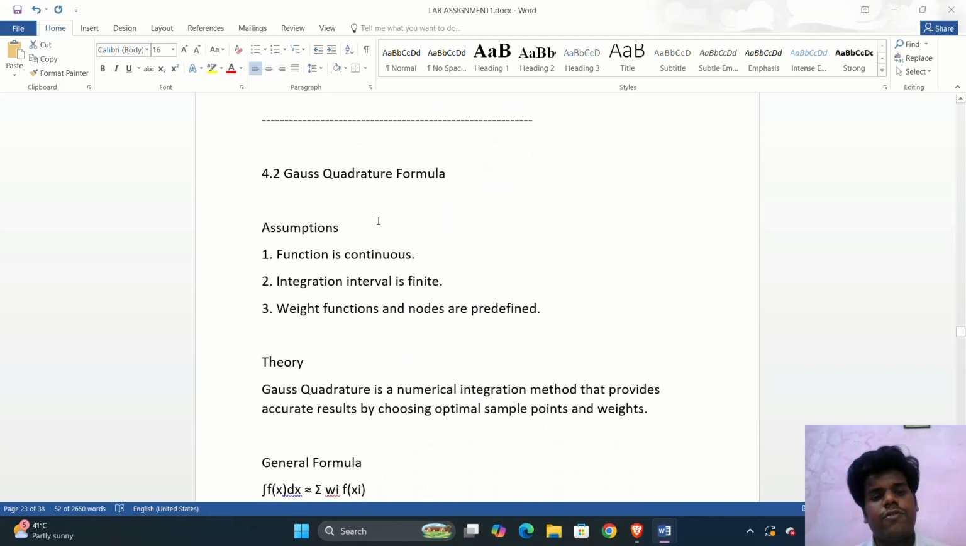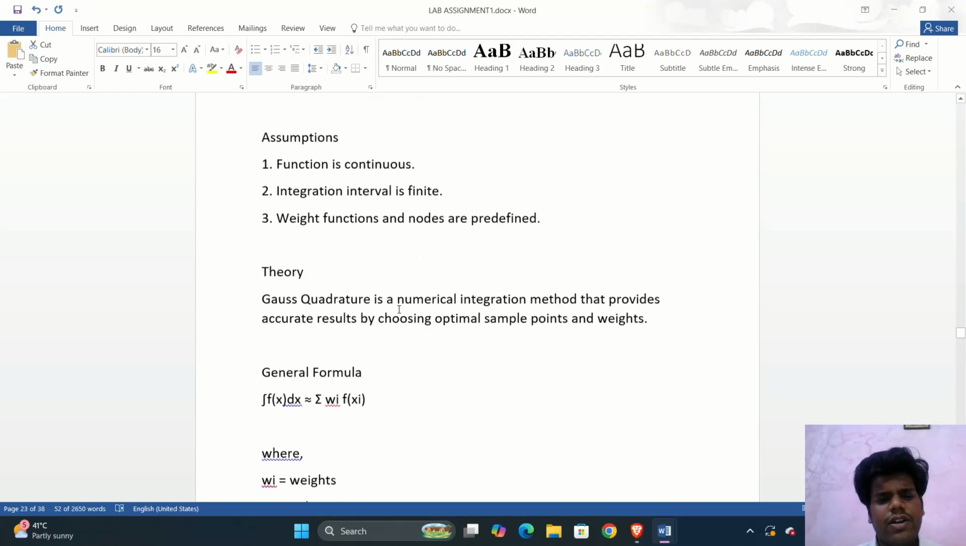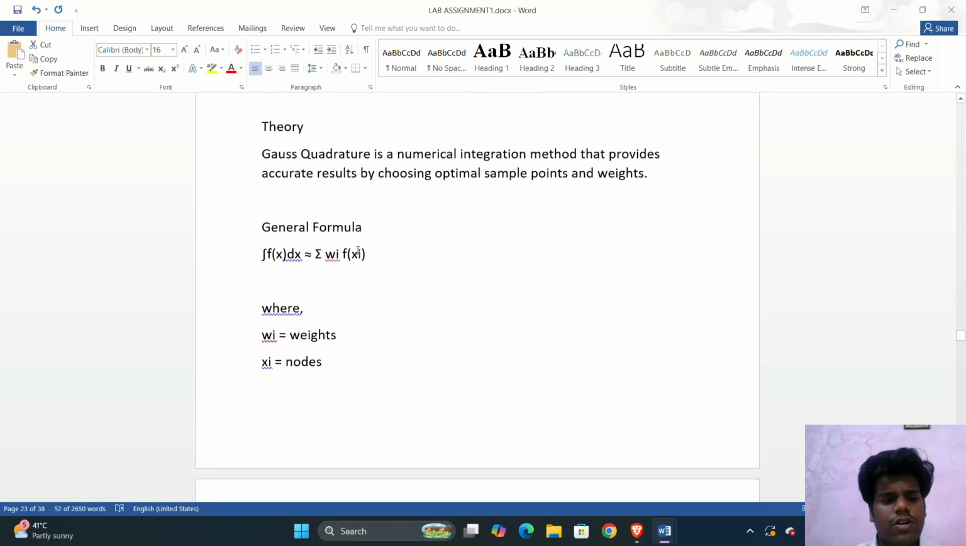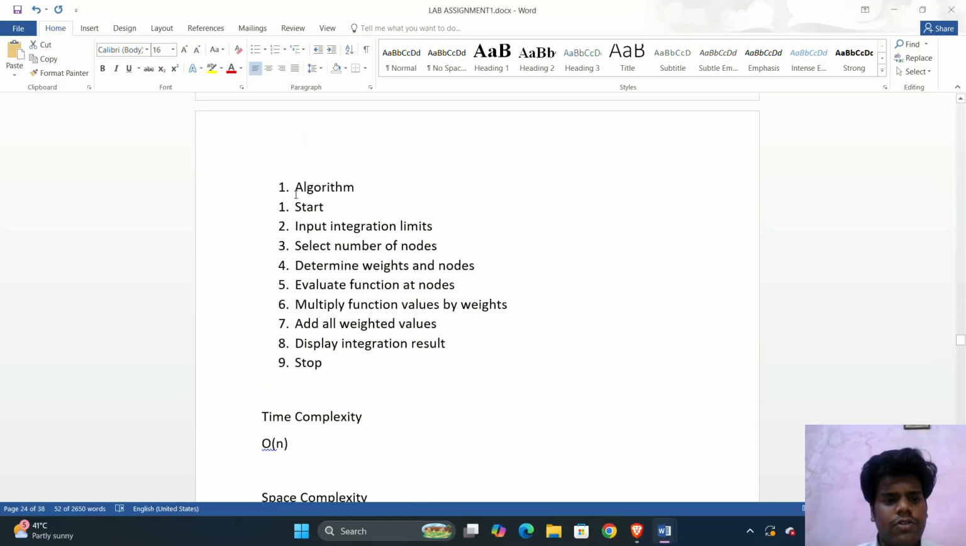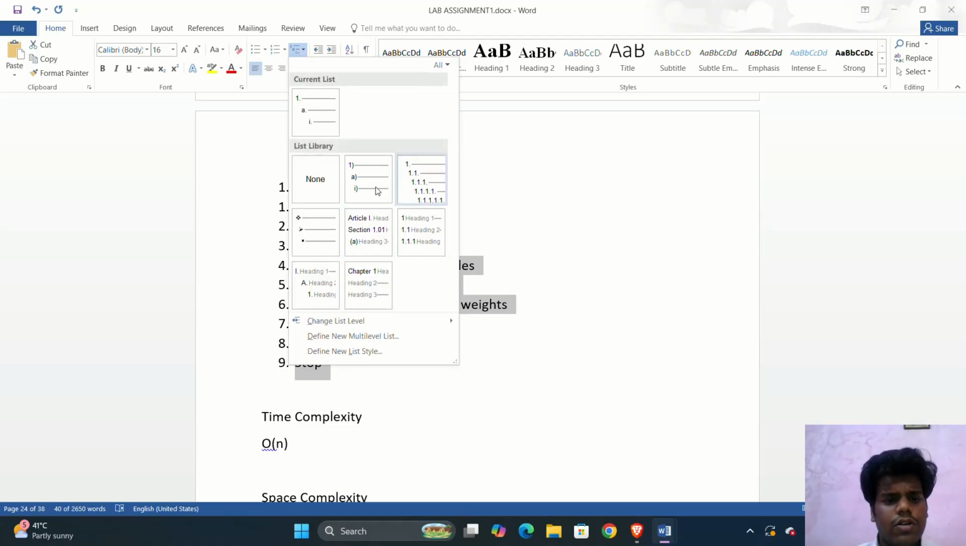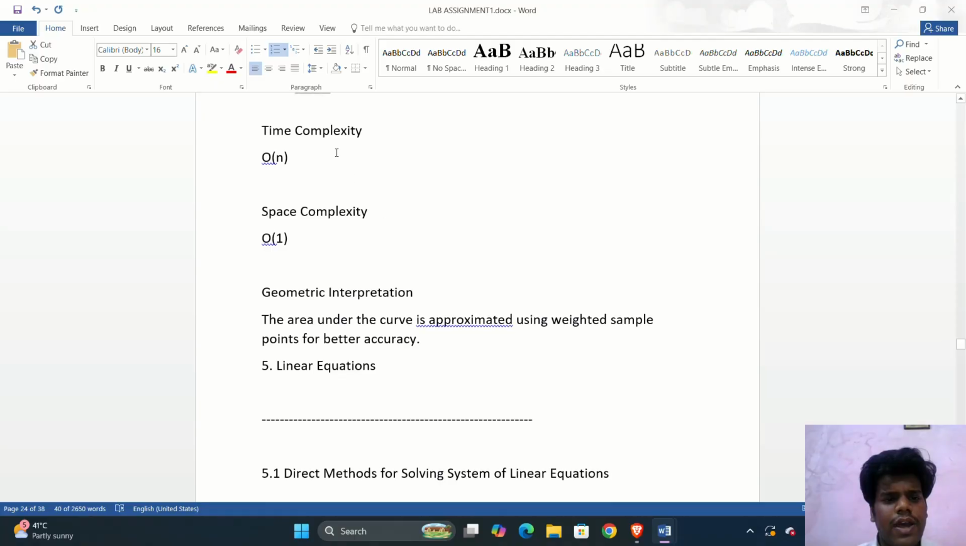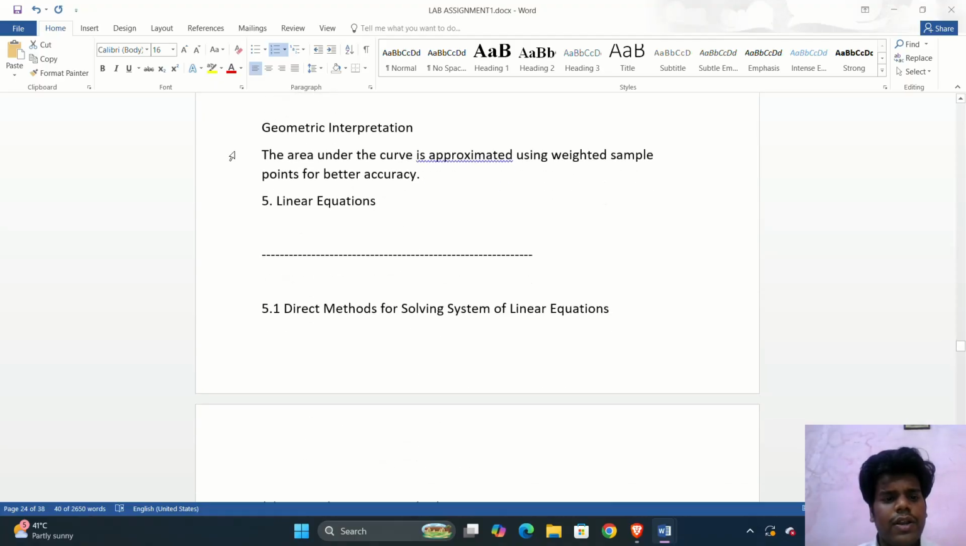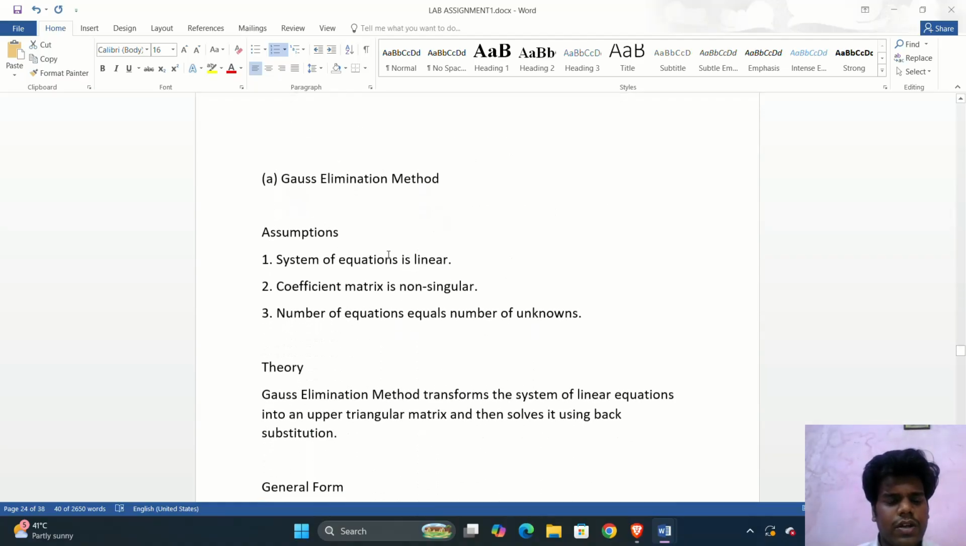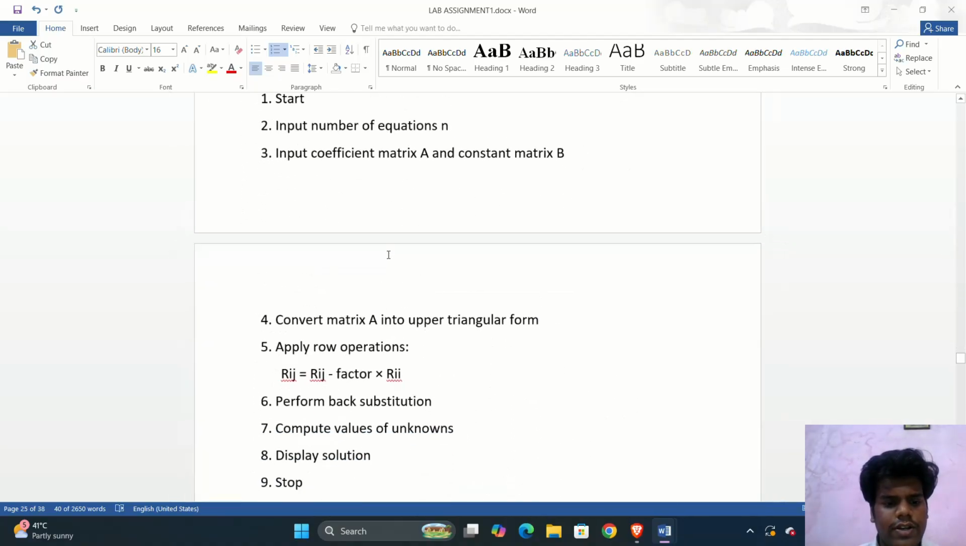Now we have the Gauss quadrature formula. The function is continuous and the integration interval is finite, and that was the algorithm. We highlighted it there. Now the time complexity is O(n) and space complexity O(1). Geometric representation: the area under the curve is approximated.